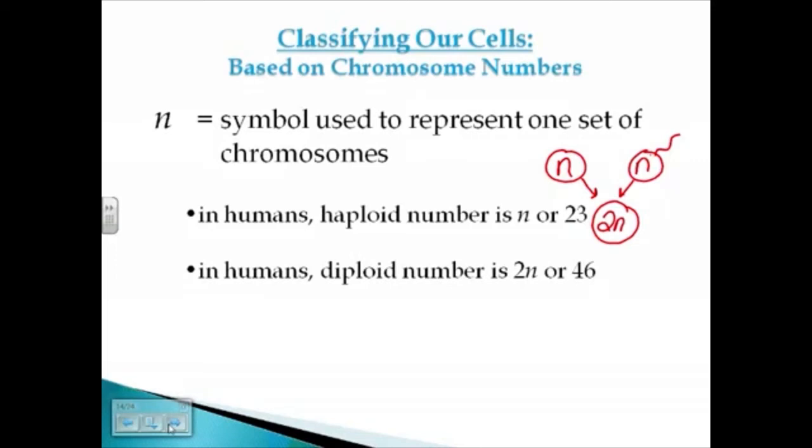So haploid is N, diploid is 2N, which should mean that gametes are haploid and represented by N, where a somatic cell is diploid and represented by 2N.